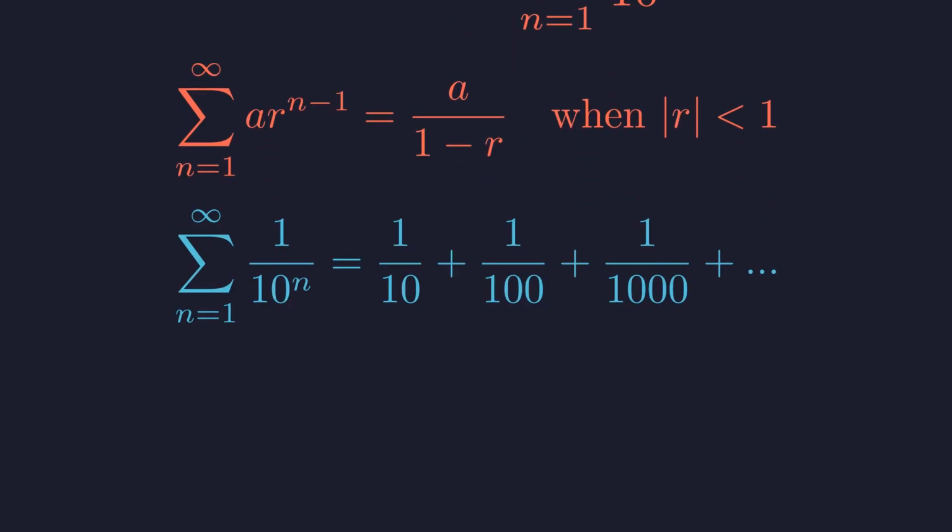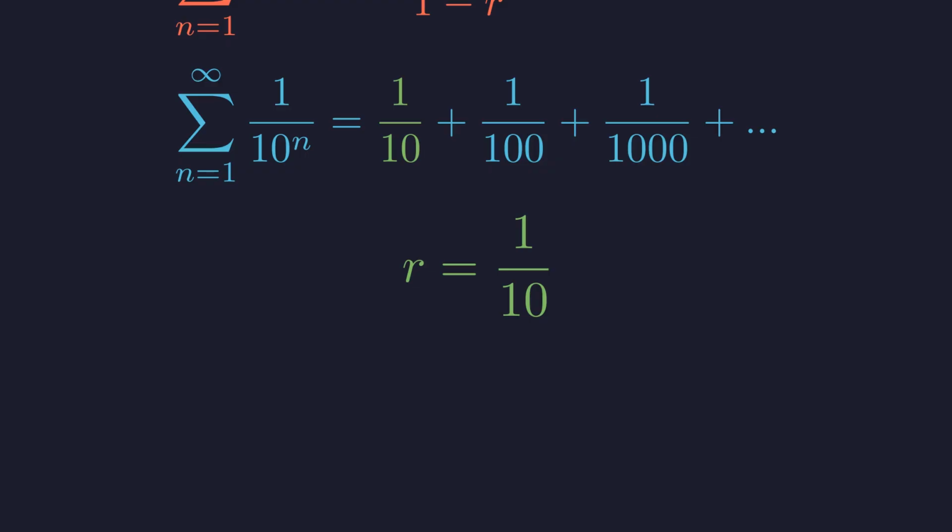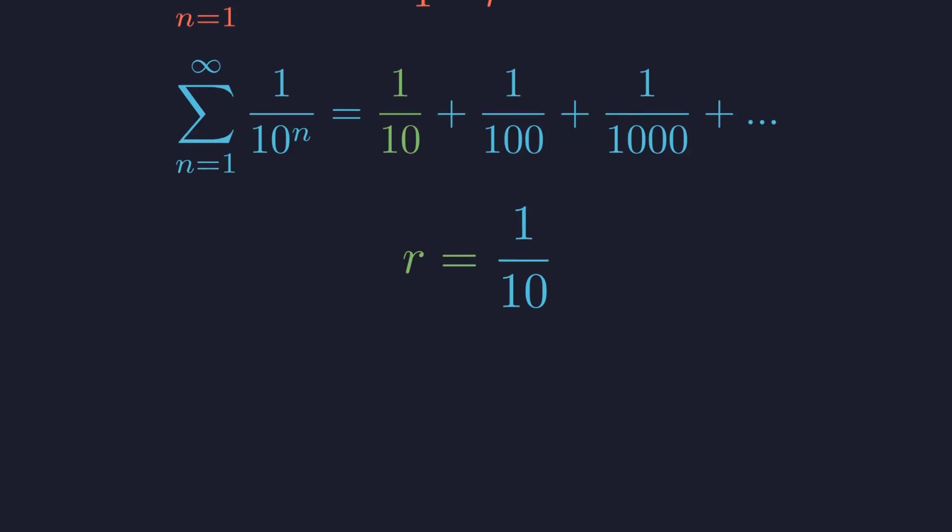Our series starts with 1/10, then 1/100, then 1/1000, and so on. The first term a is 1/10. And the common ratio r is also 1/10, since each term is 1/10 of the previous term. Since 1/10 is less than 1, our series converges, and we can apply the formula.